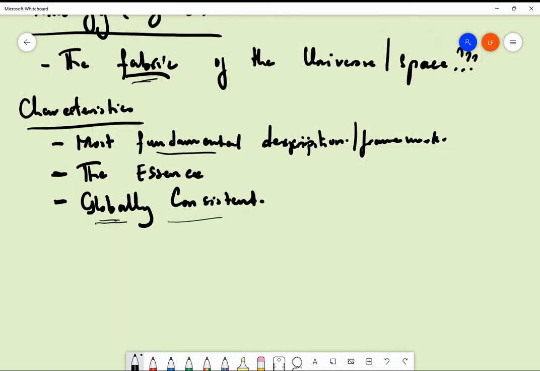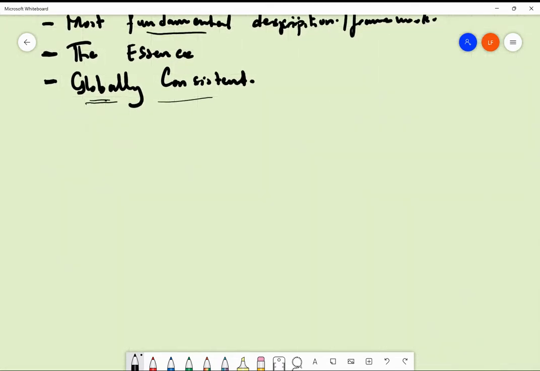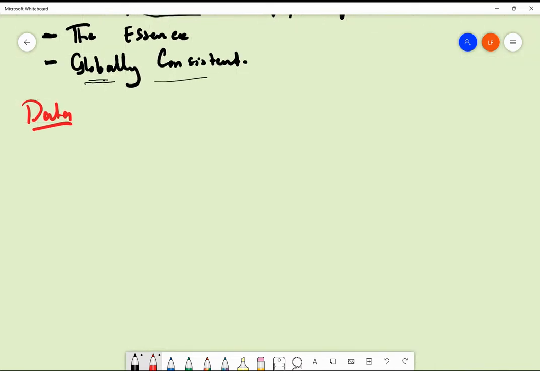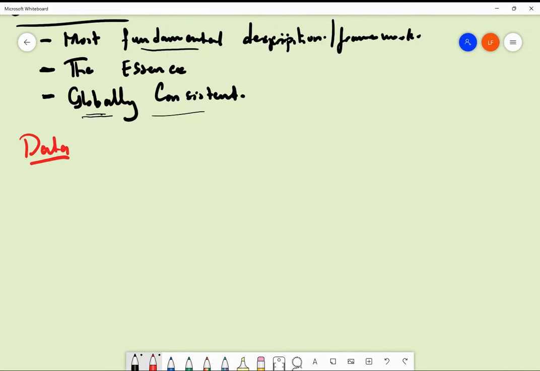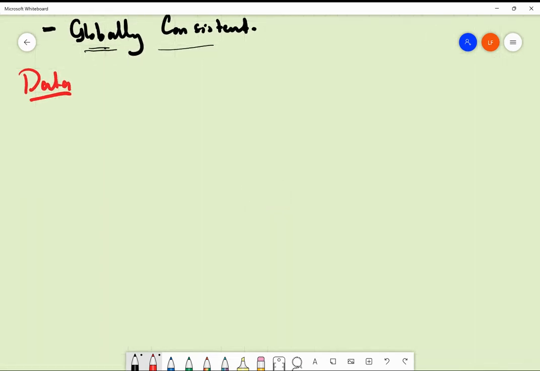All right. So now, let's bring this back to what we care about in the discussion. Let's bring this back to the world of data. How can we borrow some of these concepts of essence, globally consistent, fundamental, and bring it into data? So we're going to use this to describe what a data fabric is.